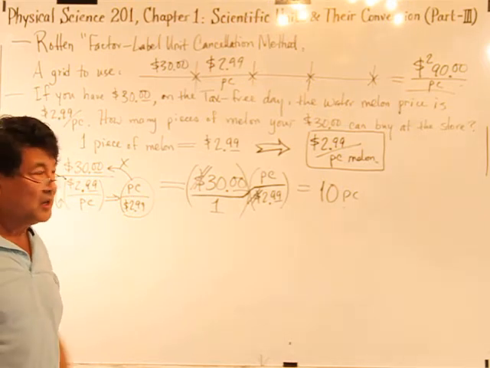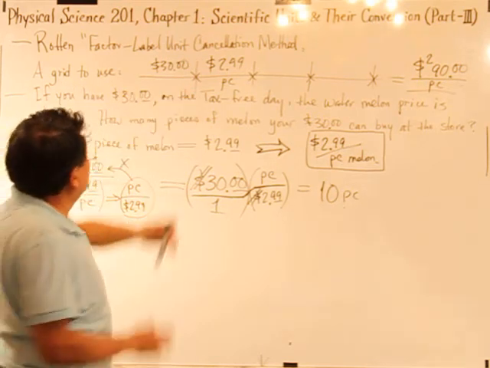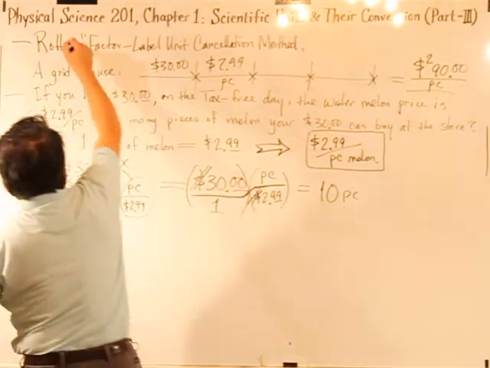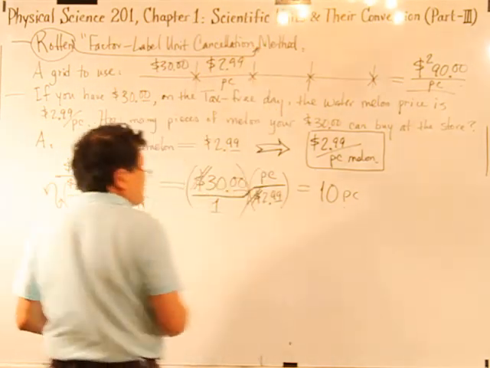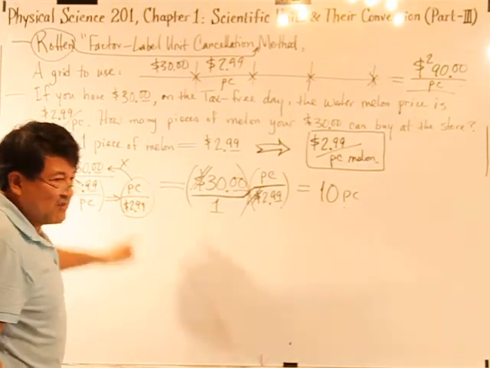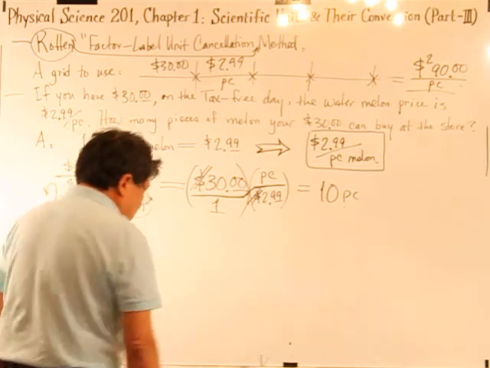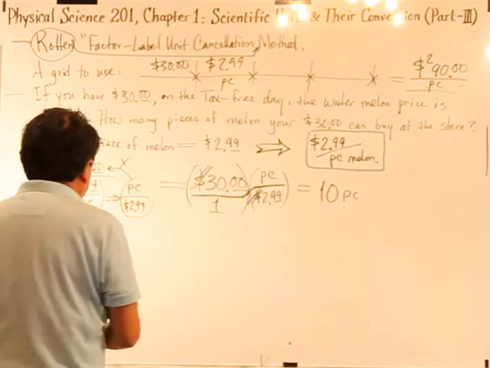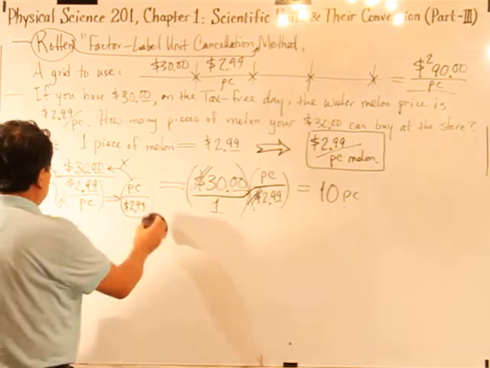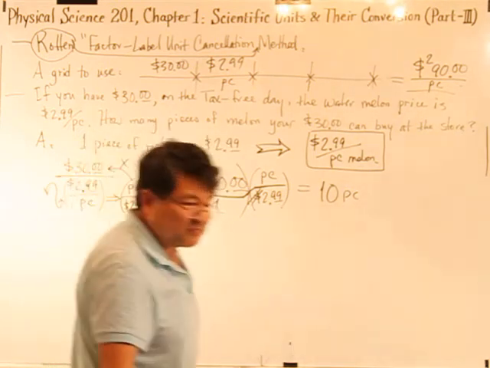So completely forget about this fact label, unit cancellation, rotten method. Let me put the rotten all the way back here. Rotten method. Use mine, one step at a time. So, this is an explanation of how to use my ways, the division, and then one step at a time. Okay, let's give you something else, right?